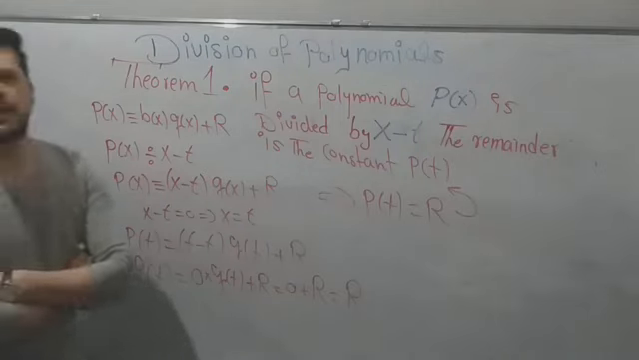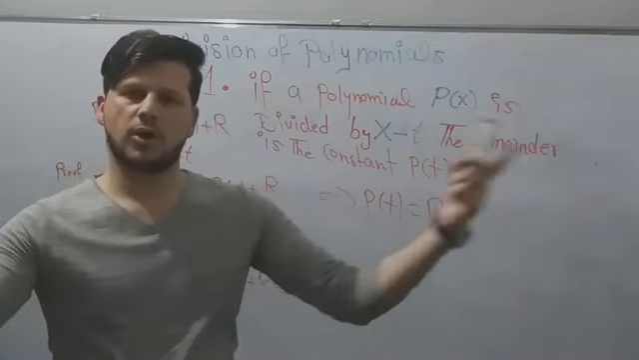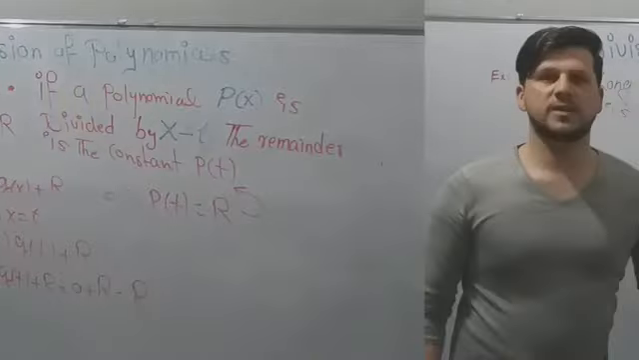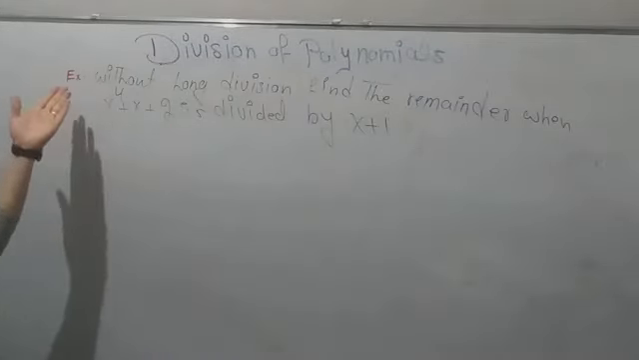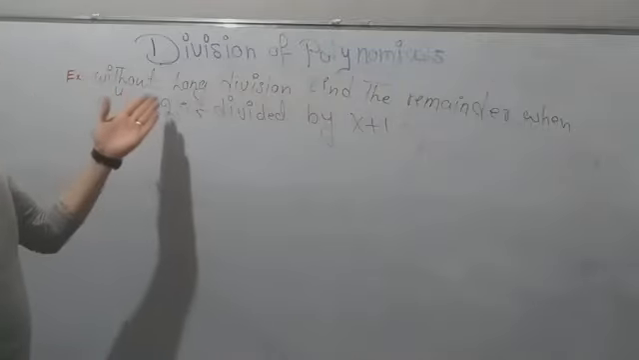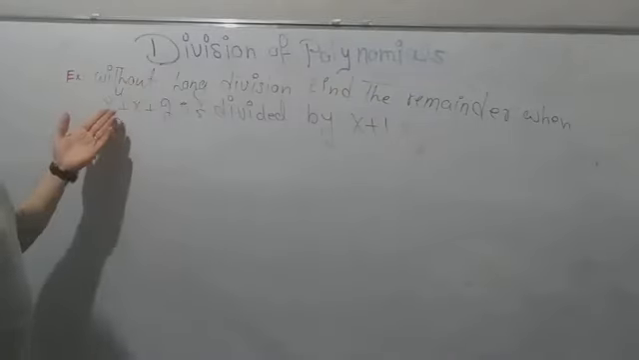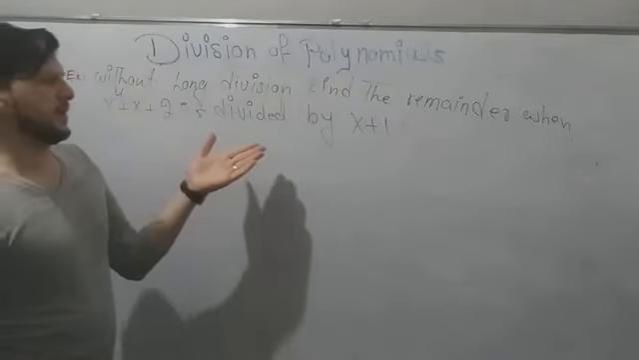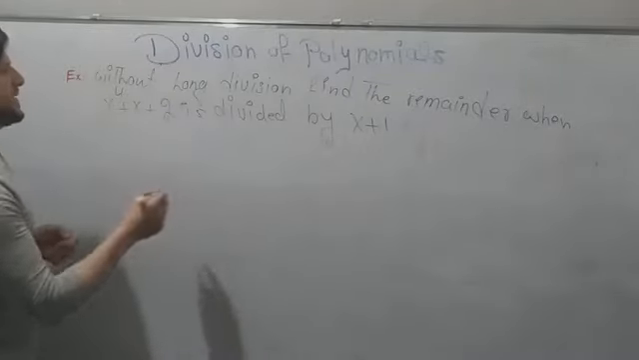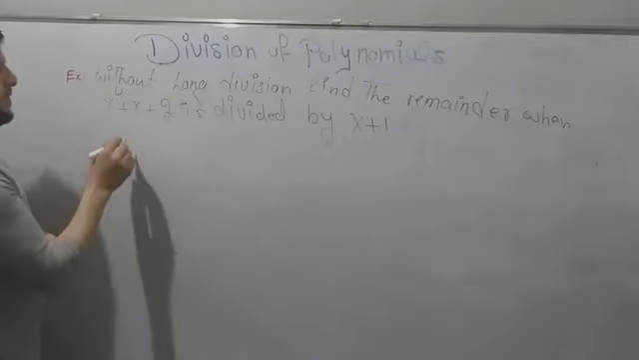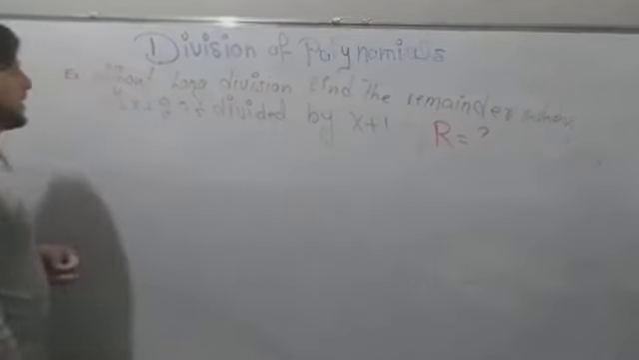So let's have an example of how to find the remainder without long division. Welcome back, everybody. This is the last example. Now I'm going to find the remainder without long division: find the remainder when x⁴ plus x plus 2 is divided by x plus 1. In this case, if you're going to find the remainder, it means find r.